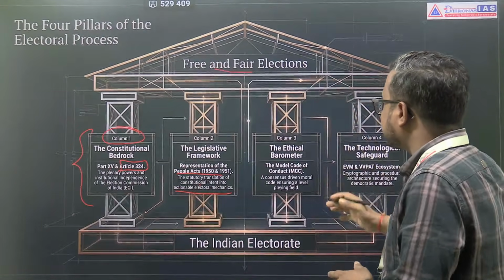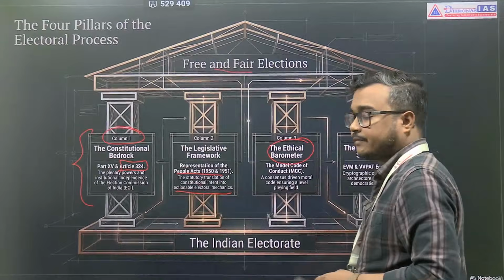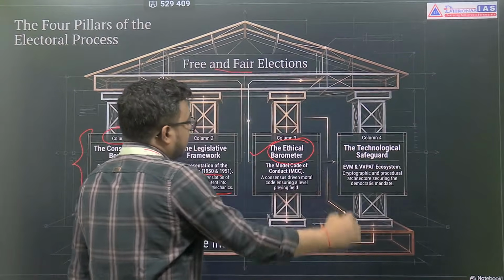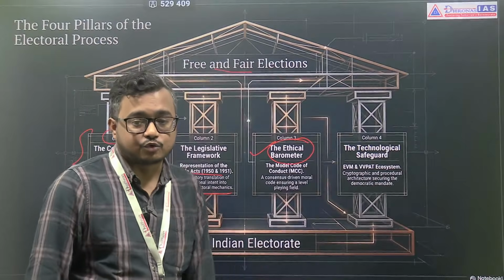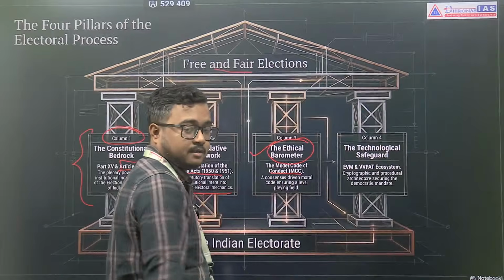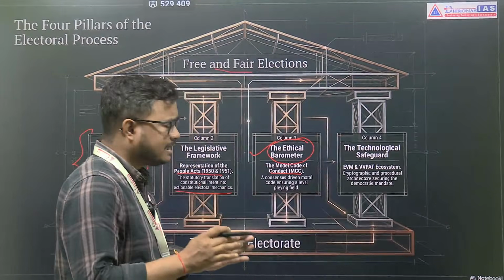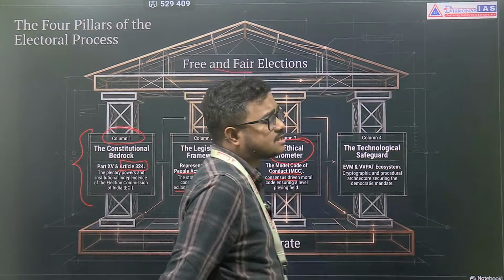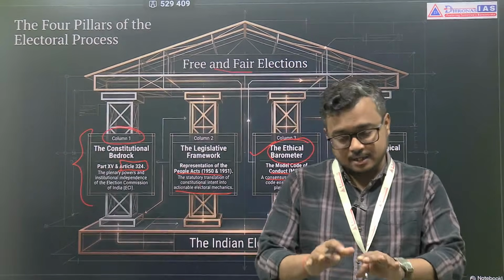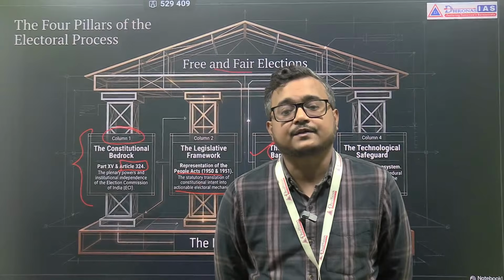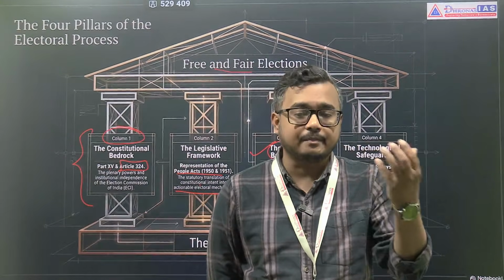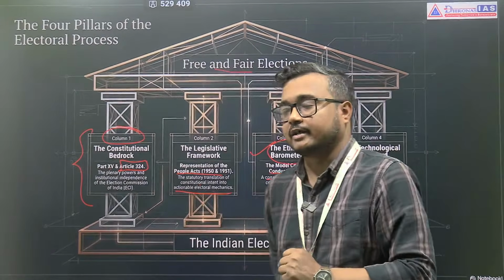The third column is the ethical barometer. We have the Model Code of Conduct that keeps a check on ethical issues, and we will see about that also. The MCC has no legal backing. It's a consensus-driven model to ensure that the election is conducted on a level playing field, and that no ruling government or any other party has certain advantages.